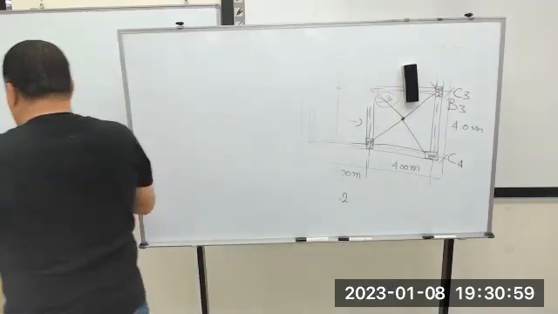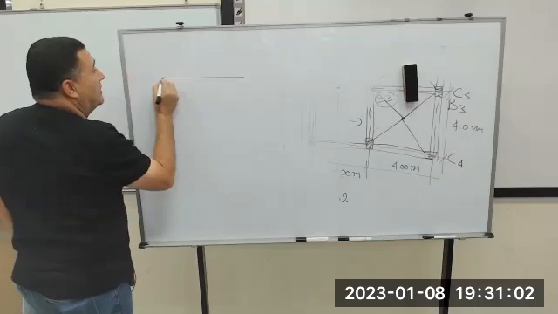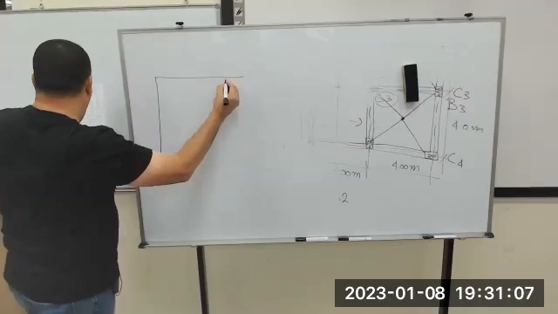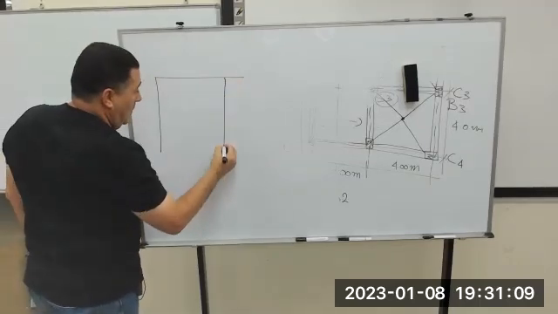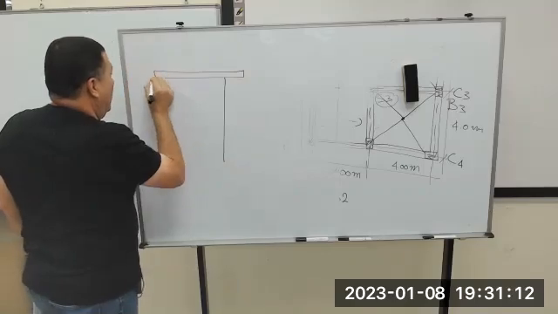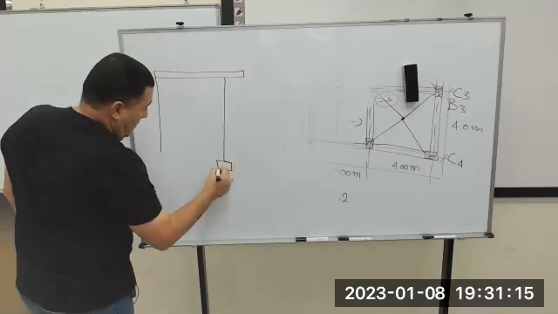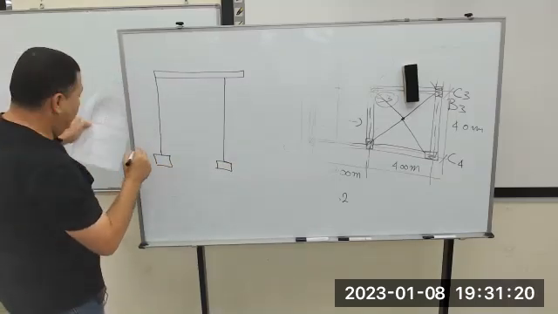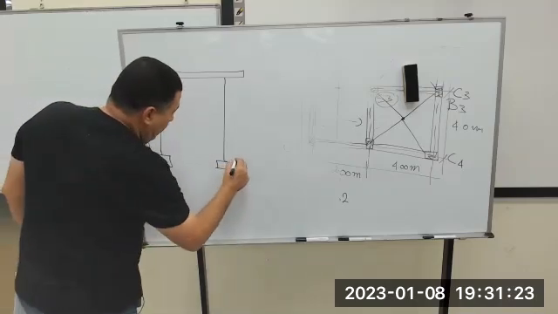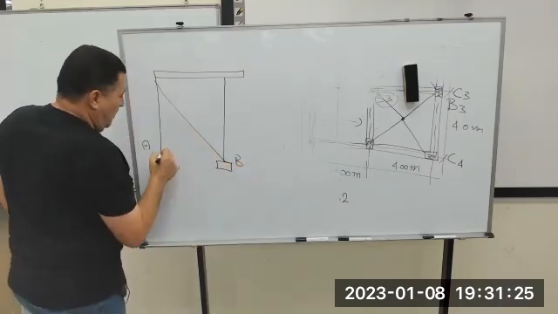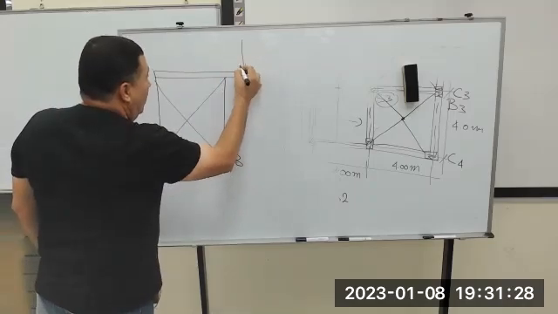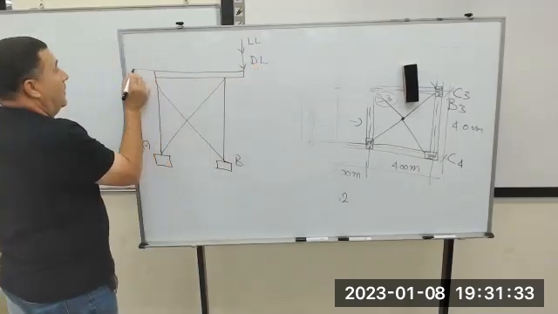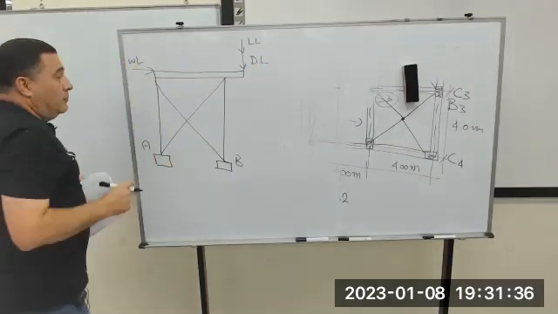Number 4 has what? We have a scaffolding system, and we have foundation A and foundation B, and you have live load, dead load, and you have wind. Okay?